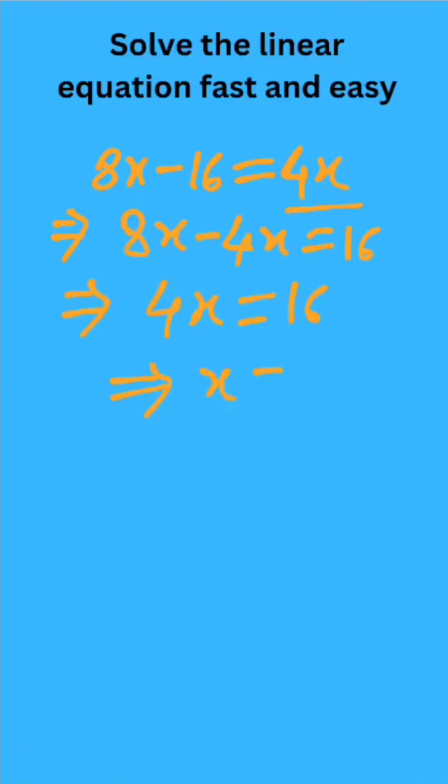x equals 16 divided by 4 equals 4. So x equals 4. This is the solution. So x equals 4 solved.